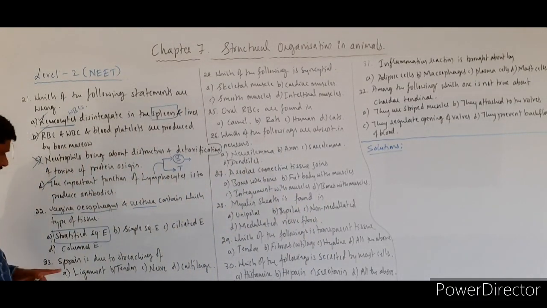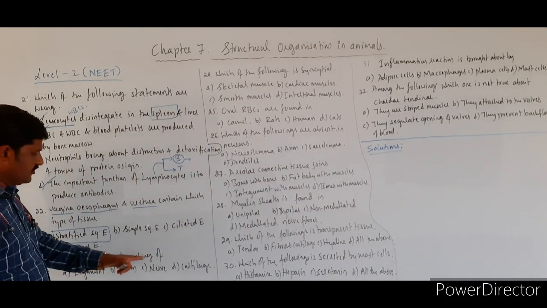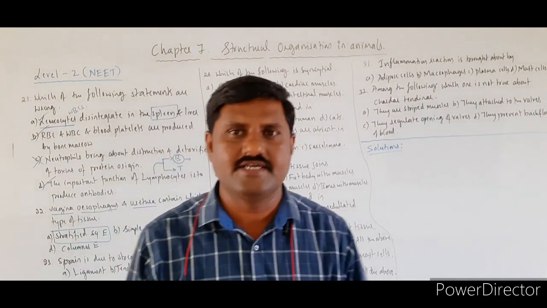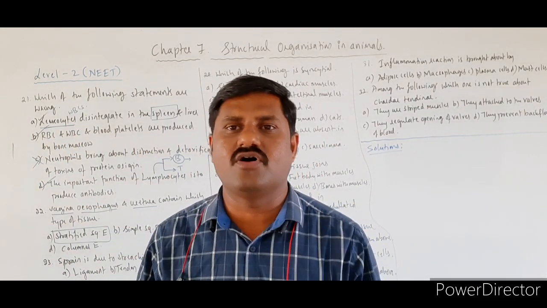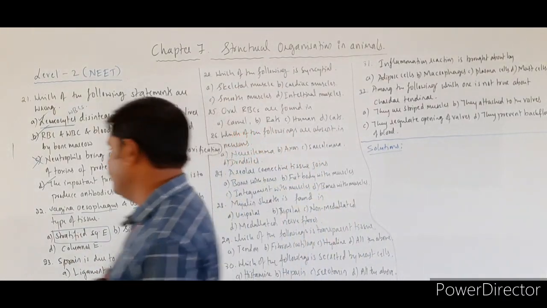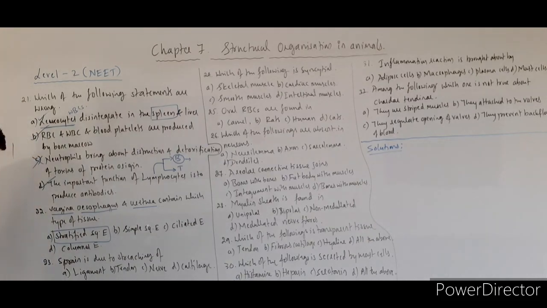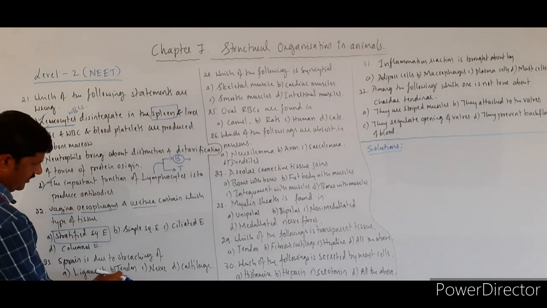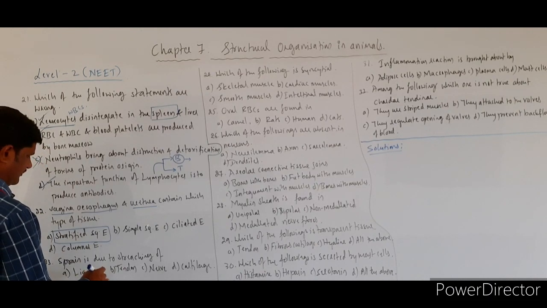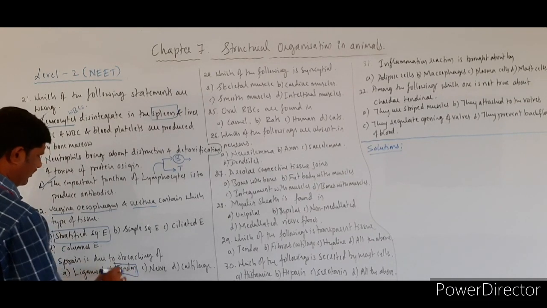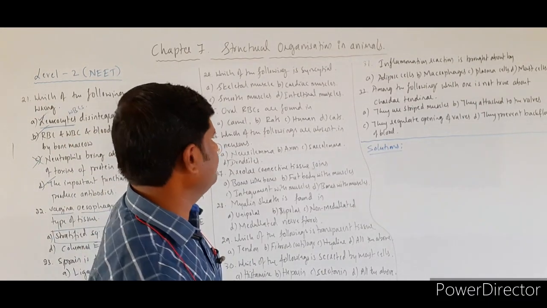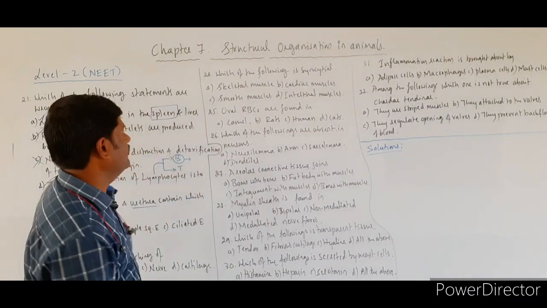Next one: sprain is due to the stretching of... Sprain occurs in the muscles, right? When a sprain occurs, it is because of the stretching of mainly ligaments, tendons, nerve as well as cartilage. So here the tendons stretch, which leads to sprain, right? So next question we shall go through.